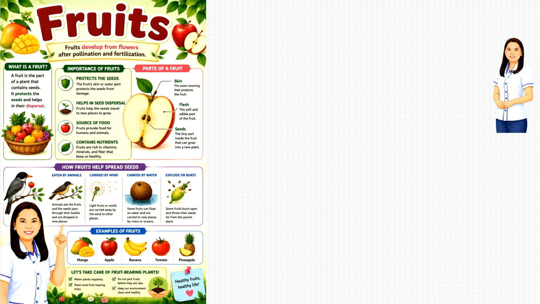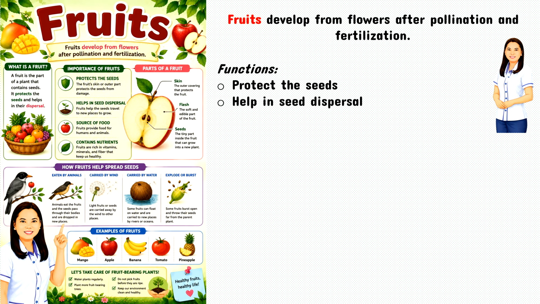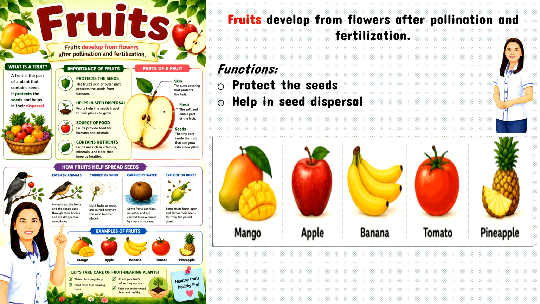Let's talk about fruits. Fruits develop from flowers after pollination and fertilization. One of the main jobs of fruits is to protect the seeds. Fruits also help spread seeds to different places. Animals, wind, and water help distribute seeds. Aside from helping plants reproduce, fruits are also healthy foods for people because they contain vitamins, minerals, and fiber. These are some examples of fruits: mango, apple, banana, tomato, pineapple. Can you name other examples of fruits?